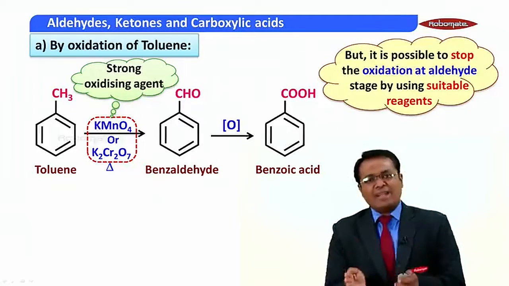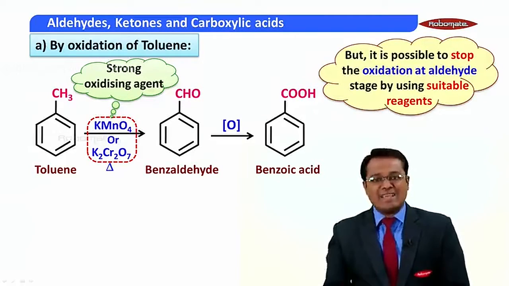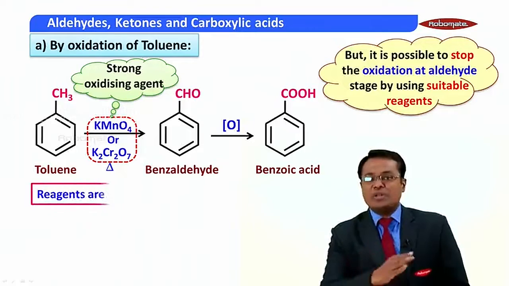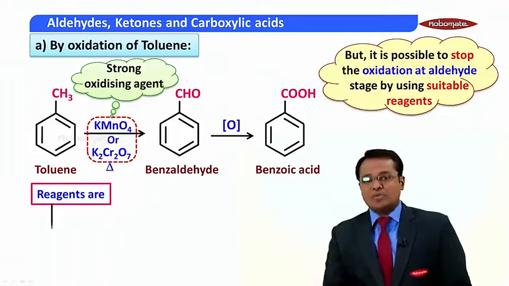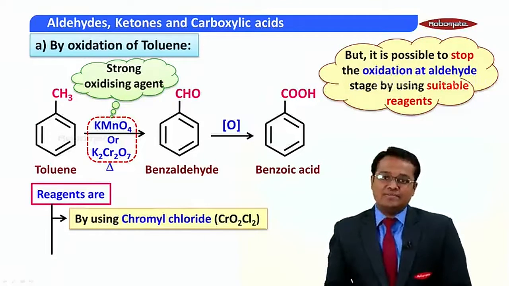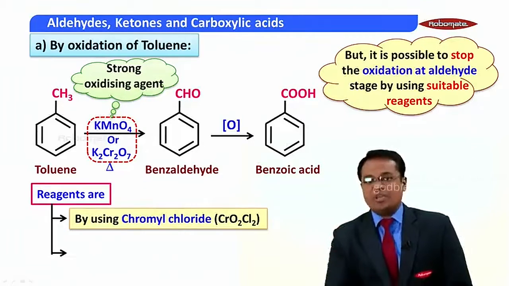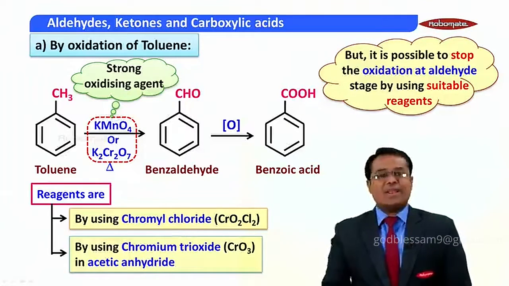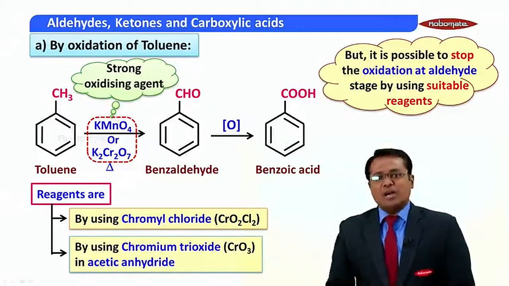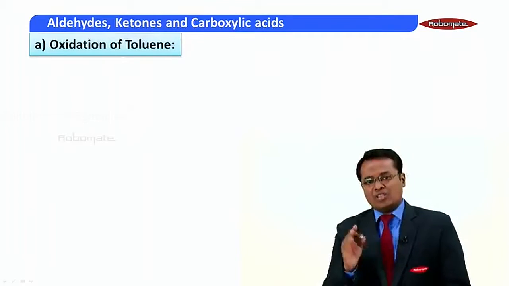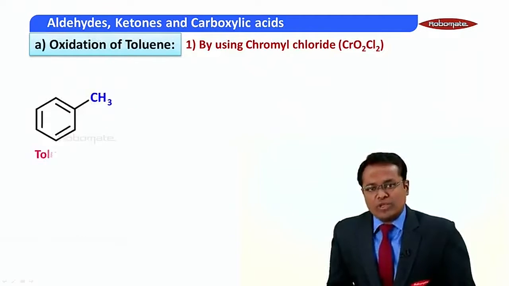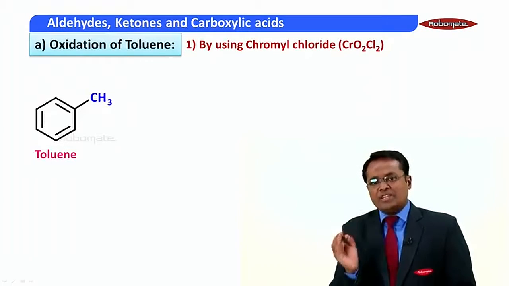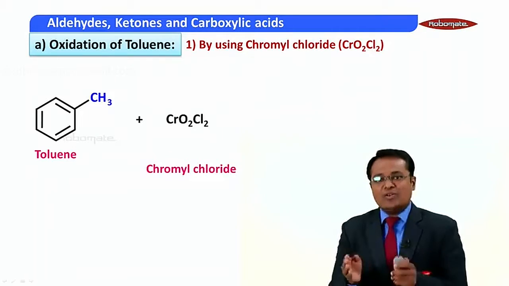We can stop this reaction at the aldehyde stage by using suitable reagents, and those reagents you have got on the screen. The first is chromyl chloride, and the second is chromium trioxide in acetic anhydride. Let's discuss one by one how we will prepare only an aromatic aldehyde by these suitable reagents. The first one is by using chromyl chloride. On the screen I have got a toluene molecule. When this toluene is treated with chromyl chloride, what will happen?